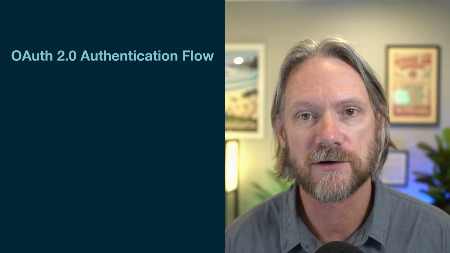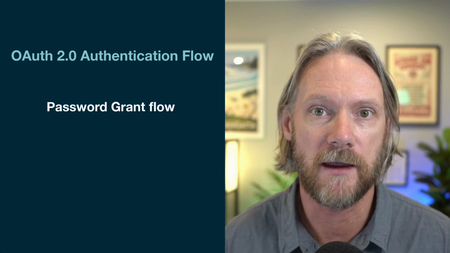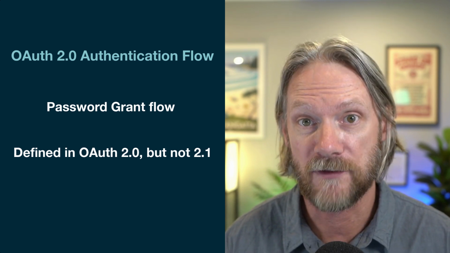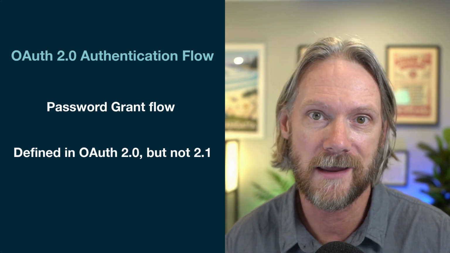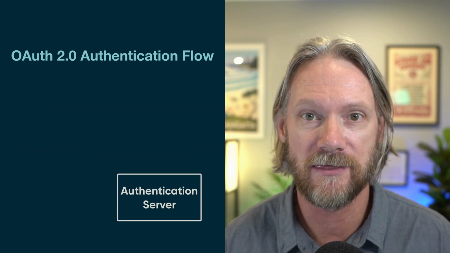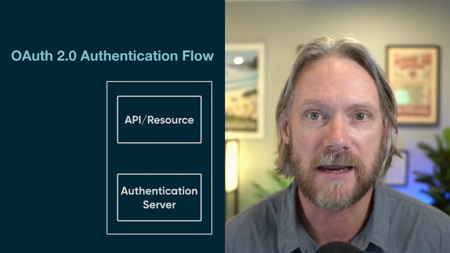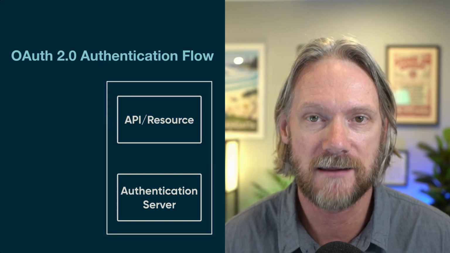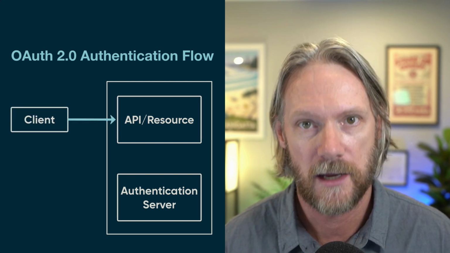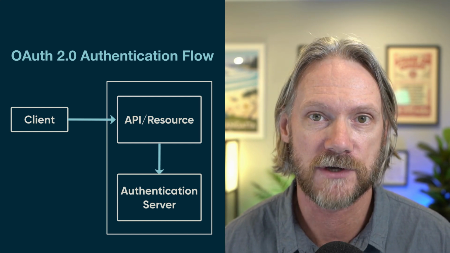And the authentication flow itself is the password grant flow. This is defined in the OAuth 2.0 specification. You will find that that authentication flow is not supported in the 2.1 version, but in our case, the authentication server and the resource or the API are one and the same thing. It's on the same instance of ServiceNow. It's in the same system. So we're not unnecessarily exposing account credentials in the transmission between the API and the authentication server.